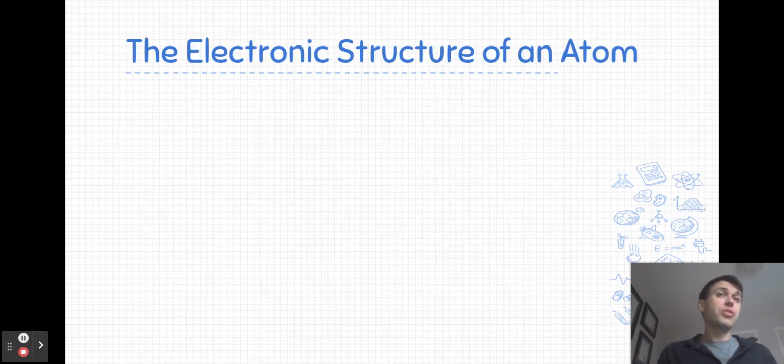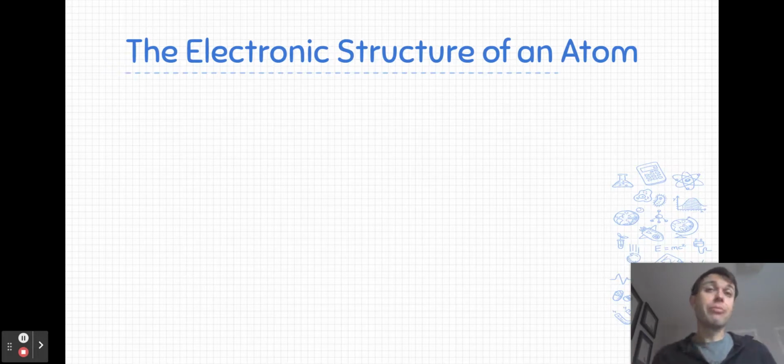Let's get into the structure of the atom. Now, in chemistry, when we're talking about the quantum model, we're really focused on the electronic structure of the atom, as in where all the electrons are, where they're found, the shapes of the regions they're found, and so on. Why?